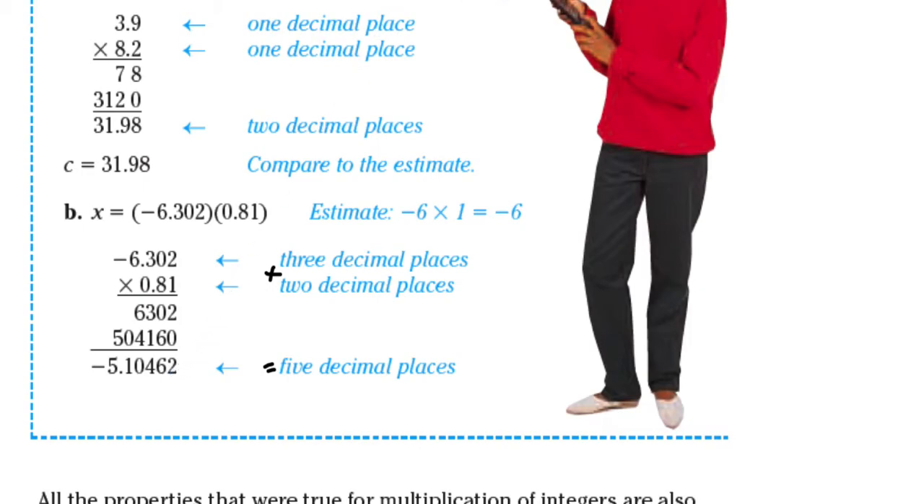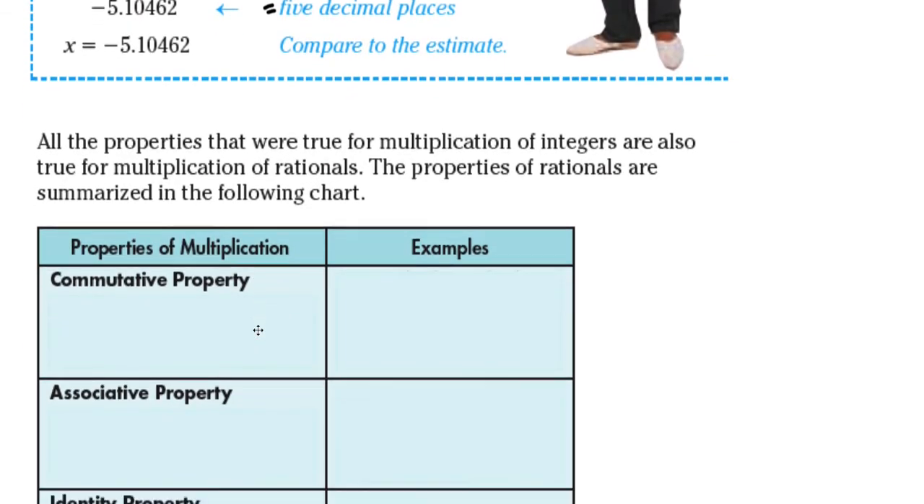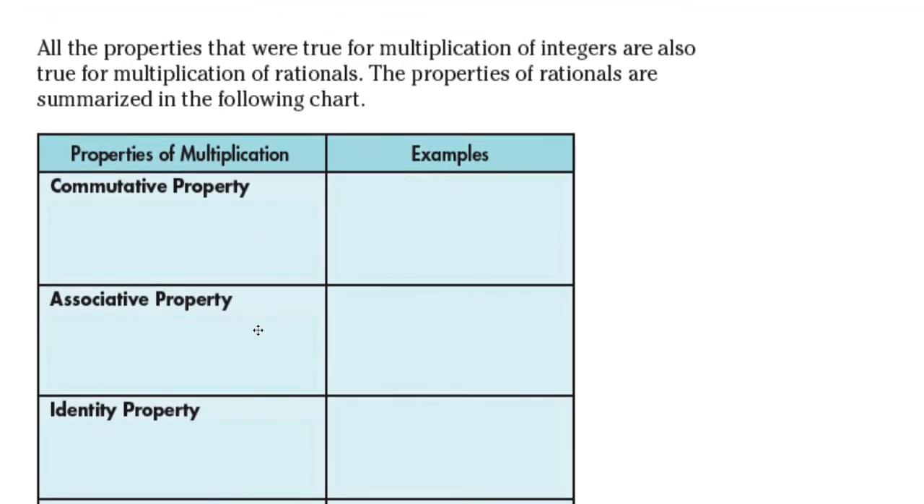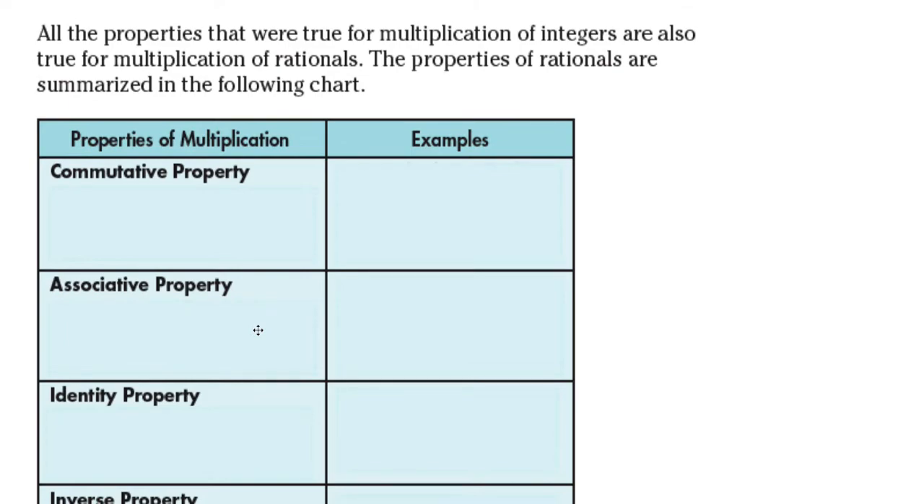1, and we use it in blue so it will disappear. 1, 2, 3, 4, 5 decimal places. And that's why you end up with negative 5.1062. And if you notice, our estimate is close to our exact answer. And we are good to go, where x is equal to negative 5.10462. Okay? So all the properties that were true for multiplication of integers are also true for multiplication of rationals.